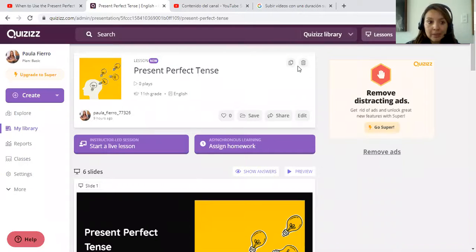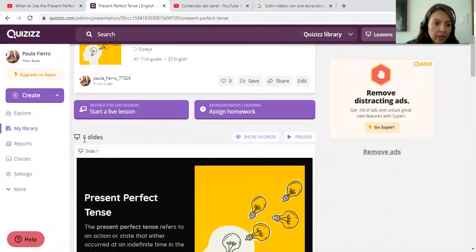Activity number 3. Once students have played this game, it's time to present them a video with the structure, with the affirmative sentences, with the negative sentences, and how to use time expressions as well, but maybe in a very formal way in order to make them understand this kind of tense. So for that, I will share with you a little presentation in a platform called Quizizz. As you can see, I already have it here with 6 slides.